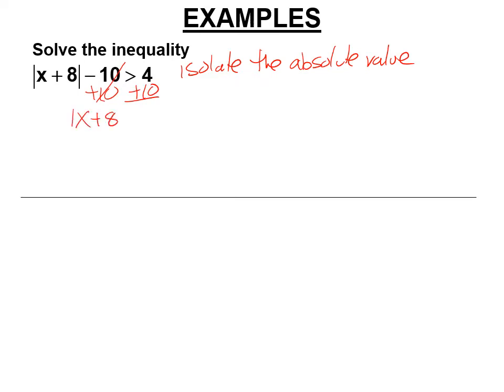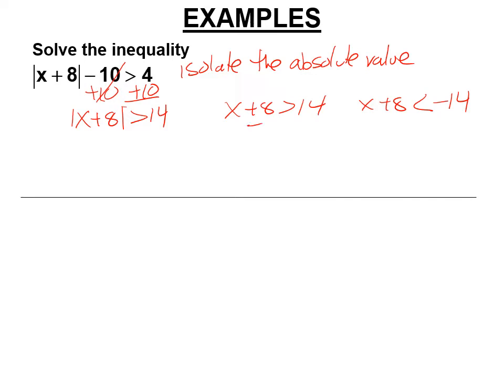So we have the absolute value of x plus 8 is greater than 14. And now we're going to do it twice. Please do that first. It avoids a lot of problems. And so we do it twice.